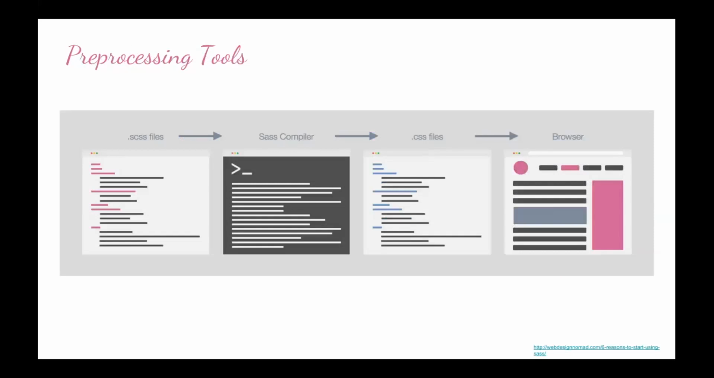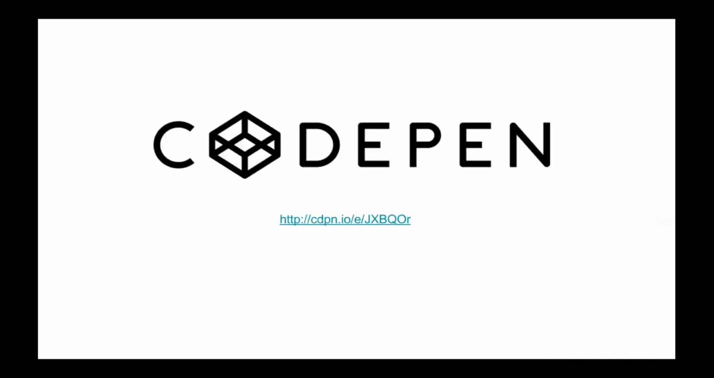So all in all, how does SAS work? You're going to write your SAS files. You're then going to use your compiler to compile that SAS into a CSS sheet that can then be used by your website. Easy peasy. So now we're going to jump into our little interactive demo.